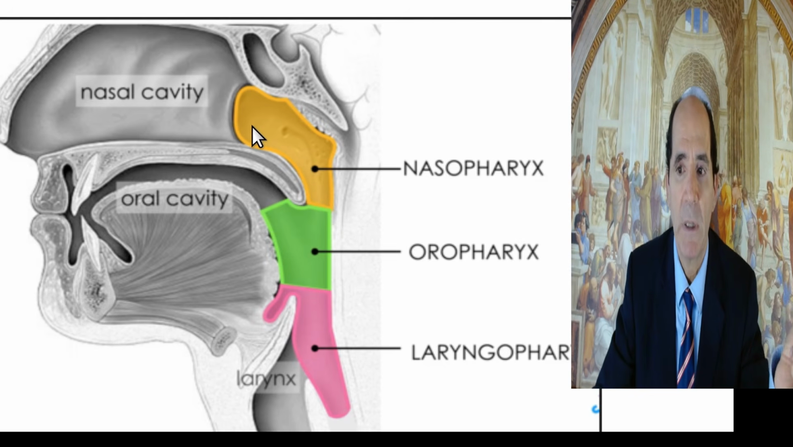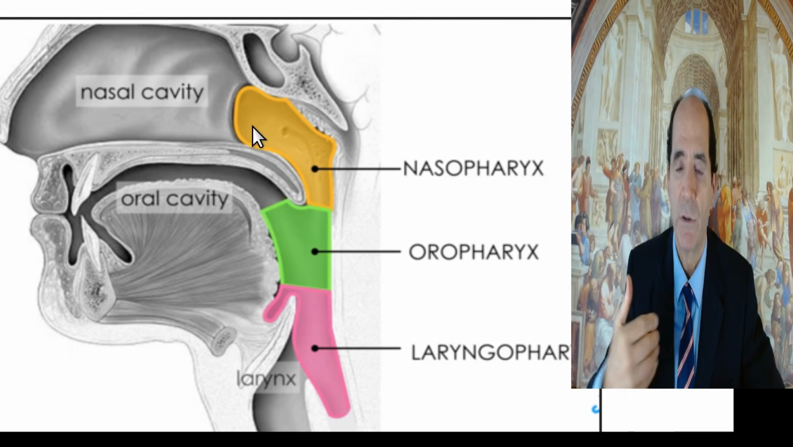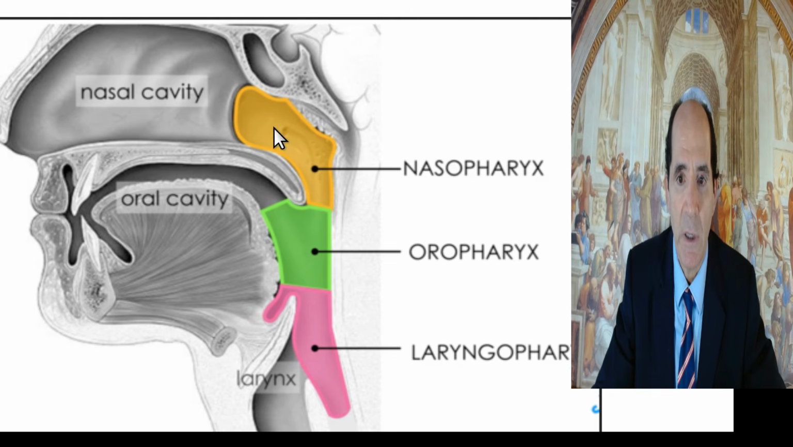So starting out with the midline sagittals, if you divided the patient straight down the middle, this is the nasopharynx, oropharynx, and laryngopharynx. So the nasopharynx is behind the nasal cavity. The oropharynx is behind the oral cavity. The laryngopharynx is behind the larynx. The larynx means the voice box, where the vocal cords are.